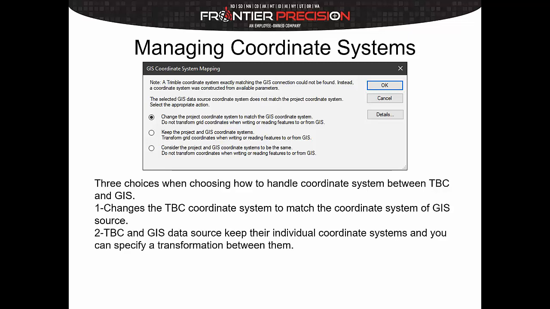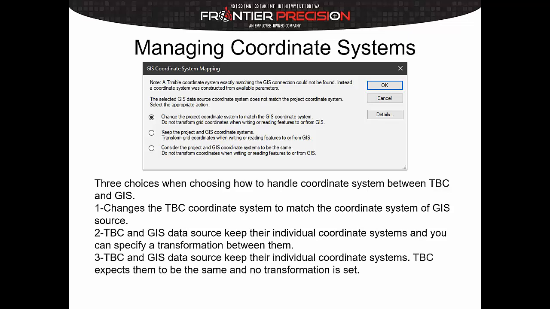The next one is to keep the project for TBC and the GIS coordinate systems the same, and then you can do a transformation between them. So if your GIS source is using a state plane and your TBC is using a UTM, you can set a transformation between those two coordinate systems so that all your data lines up.